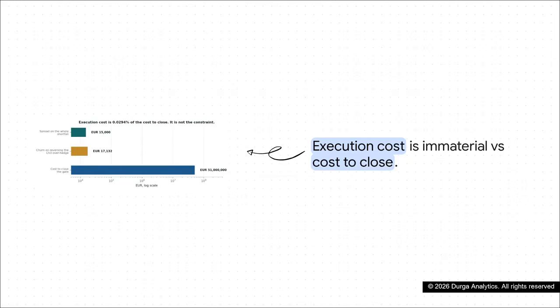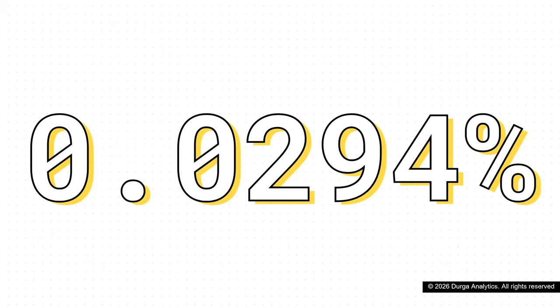Then we have the second favorite excuse: execution cost. Look at the reality of closing the gate. It costs 51 million euros. Contrast that with crossing a standard 2-cent bid-ask spread on your entire $750,000 shortfall. That costs just 15,000 euros. We are talking about an immaterial 0.0294% of the position value.